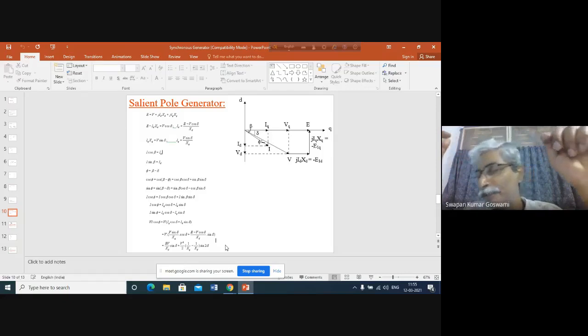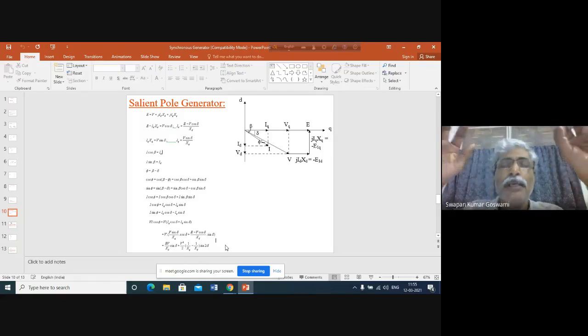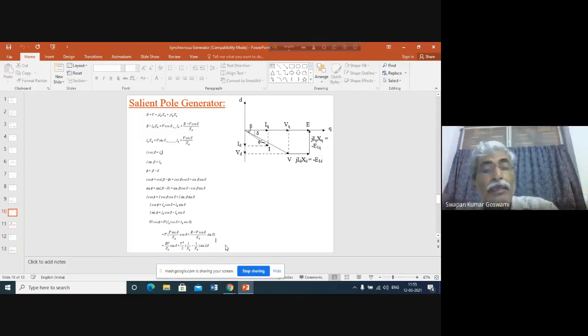What is the other difference? What will be the value of the stabilizing power, or the synchronizing power coefficient? Have you heard of the synchronizing power coefficient in the case of a synchronous machine? What is that? P for the cylindrical rotor machine is EV by X sin delta. If we find dP/d delta, what is that? EV by X cosine delta. EV by X cosine delta is called the synchronizing power coefficient, or the stiffness of the machine.